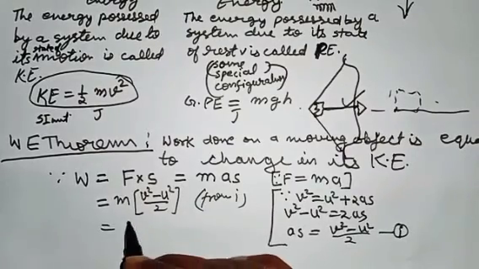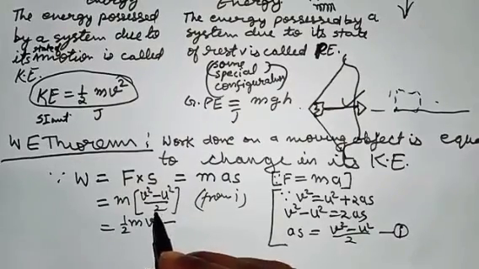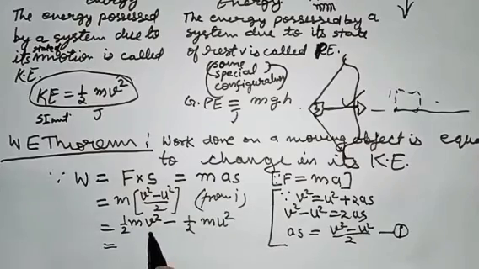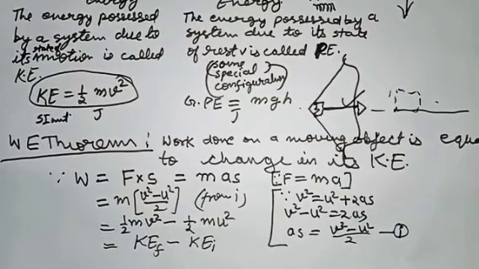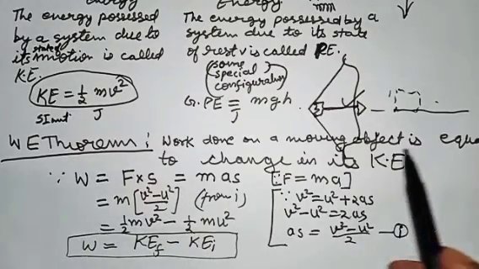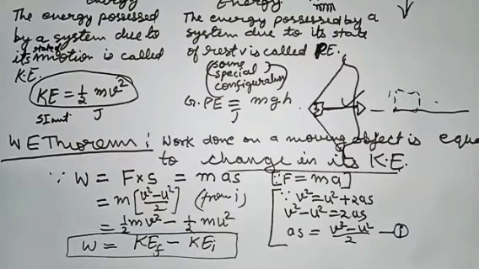Okay, so mv square upon 2, which I can write here upon 2, you can write it like this, or you can put 1 by 2 in front. Both are the same thing. And this is what the kinetic energy formula is. Here final velocity is taken, so it is kinetic energy final, minus, here initial velocity is taken, so kinetic energy initial. That's all. This is what this theorem is all about. Work done on a moving object is equal to change in its kinetic energy. So we now have an alternate formula to calculate work done, but in terms of kinetic energy.